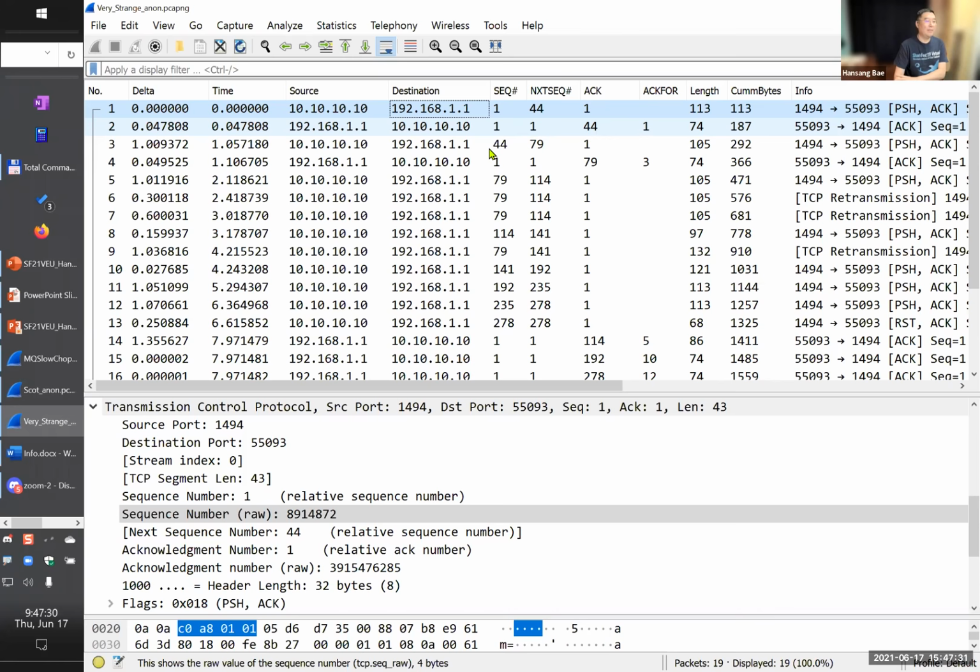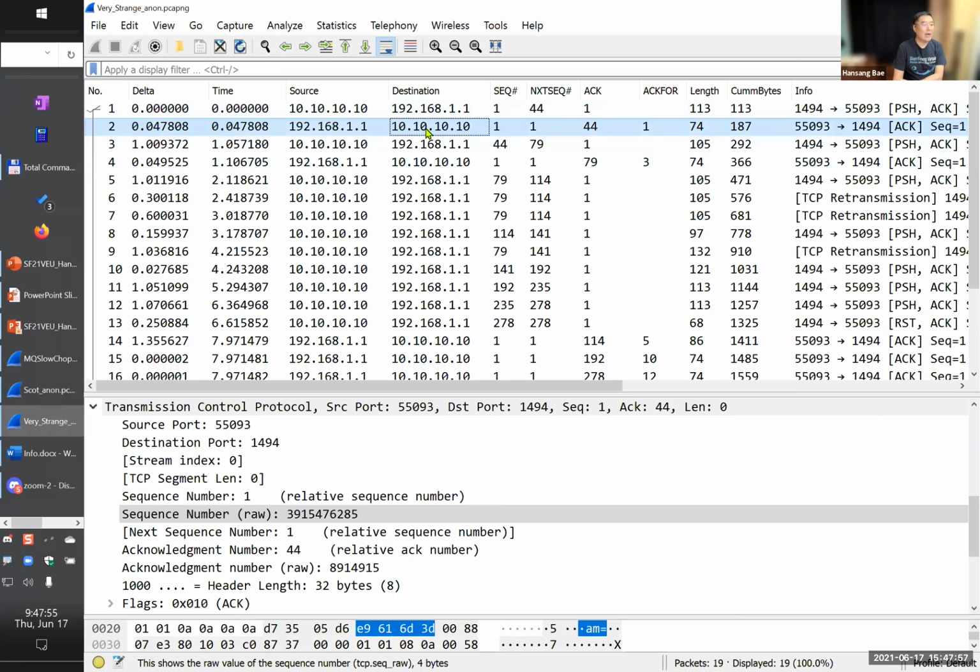At the beginning of time, this is time zero, the beginning of the packet capture. The server sends some packet, 43 bytes of data, to the client. That's my time zero. I don't know what happened before this. Then sometime later, 47 milliseconds later, I see what? An acknowledgement coming back. Okay, so I can rule a couple of things out.